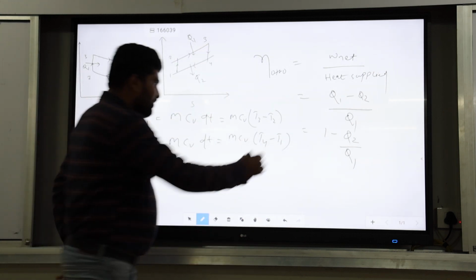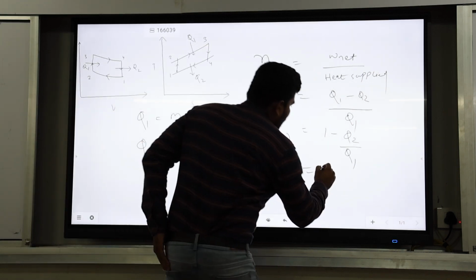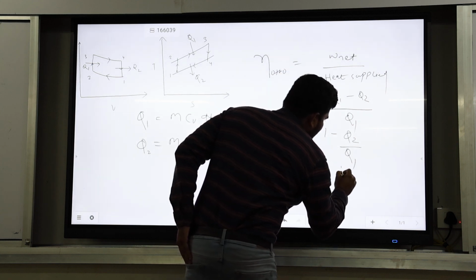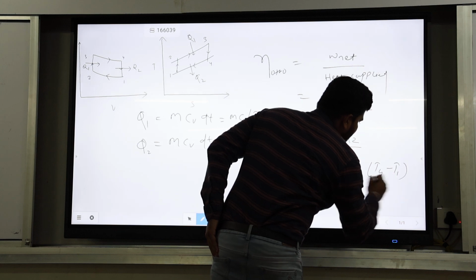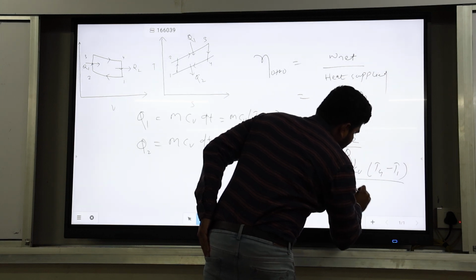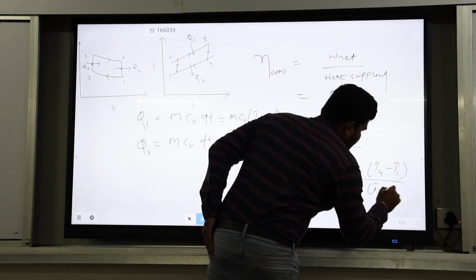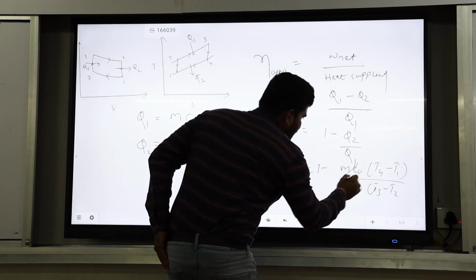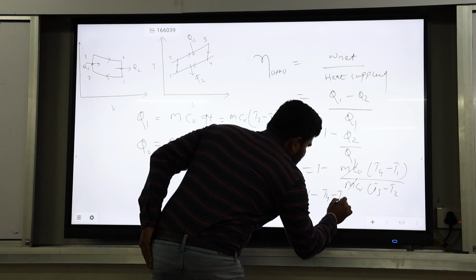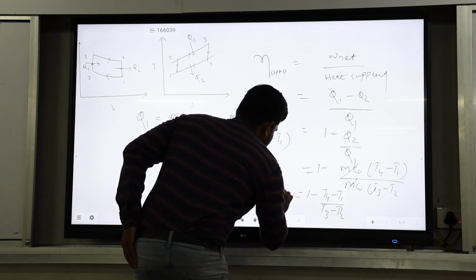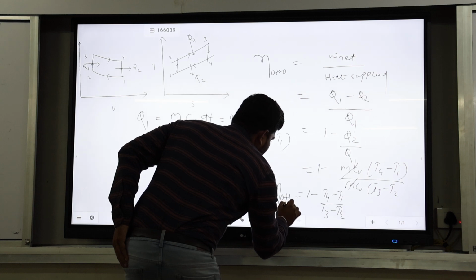Okay, if you put this Q2 by Q1, what did you get? 1 minus mCv (T4 minus T1) divided by mCv (T3 minus T2). So mCv cancels out. What did you get? 1 minus (T4 minus T1) divided by (T3 minus T2). This is the efficiency of the cycle.